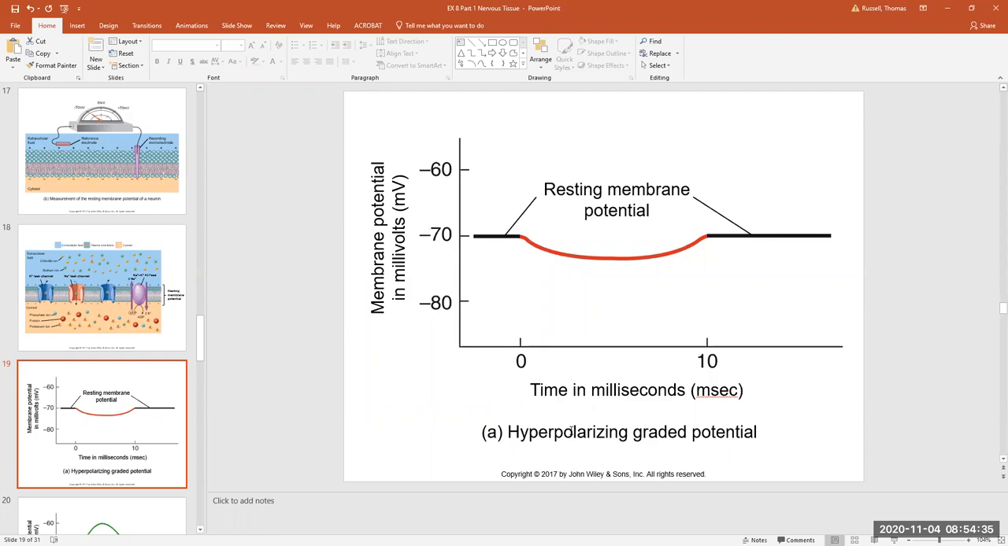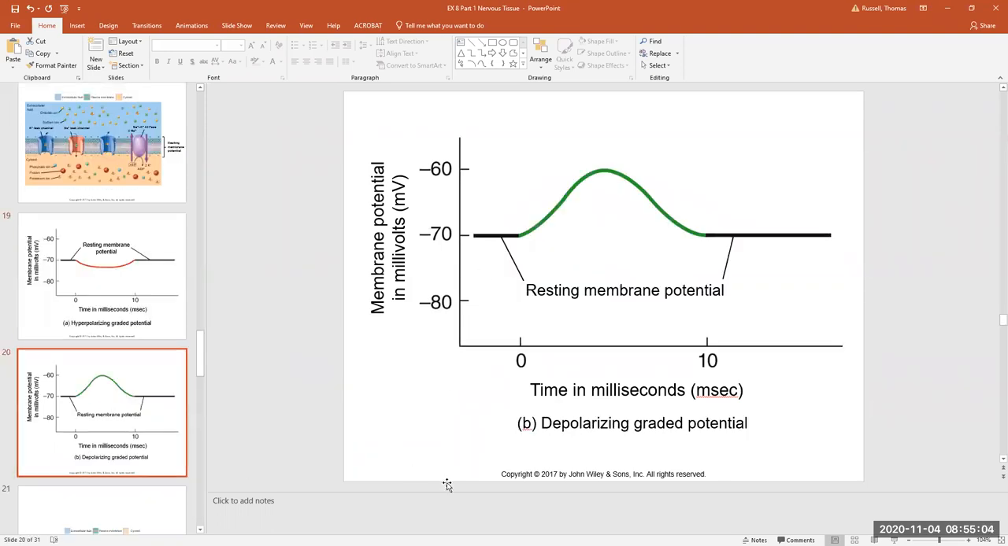Now, the importance of that is this. Hyperpolarizing potentials are always inhibitory. So if we have a neuron that is dumping out inhibitory neurotransmitters onto another neuron, it would cause that neuron to generate a hyperpolarizing potential, in which case that second neuron would be inhibited and it would not fire off an action potential. However, we have some neurons that dump out excitatory neurotransmitters that cause the second neuron's membrane potential to become more positive than resting. So in this case, you see the little green line going up. It's becoming more positive than at rest.